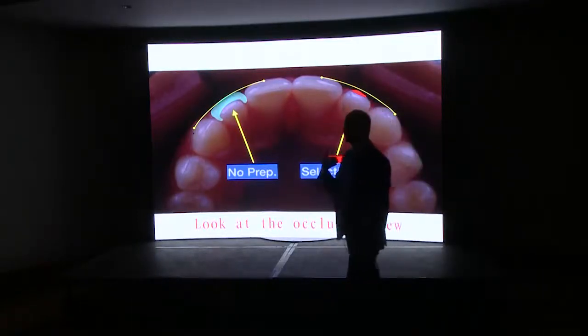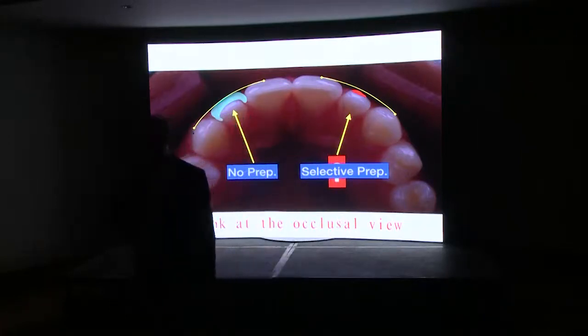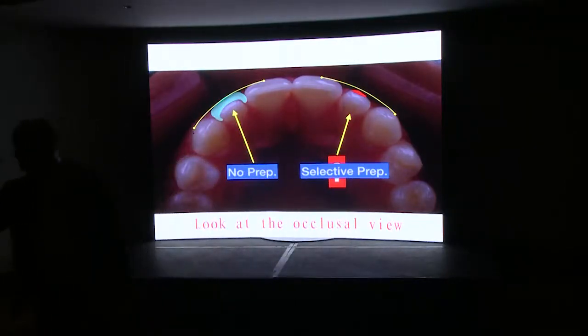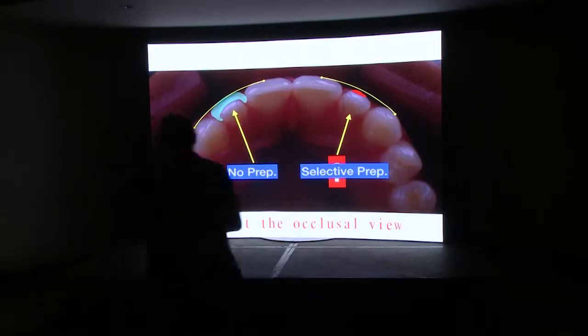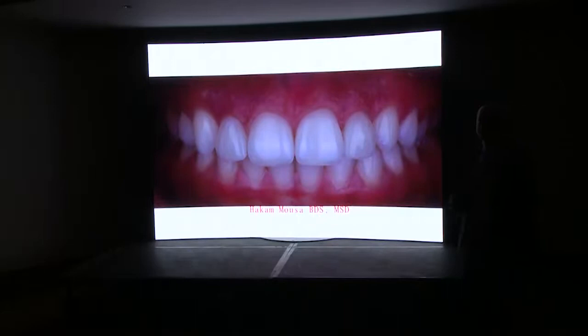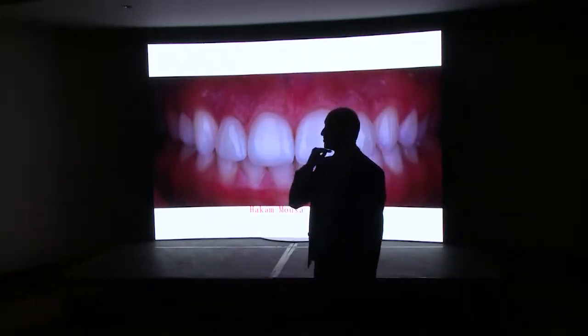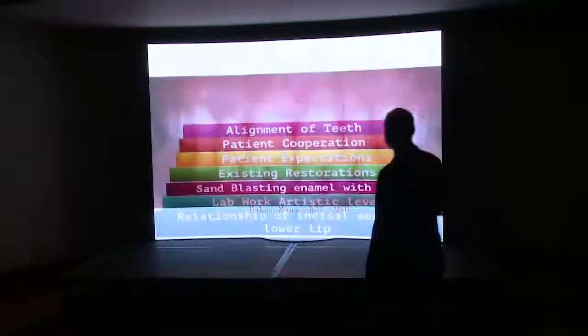We should not prepare teeth all the time. We should be more conservative. We don't have to cut the whole buccal surface. We can just adjust one spot of it. So this is before, and just by placing 2 feldspathic veneers on the laterals, and make sure that you have excellent occlusion, otherwise they're going to break. So please, on protrusive movements, always check your veneers.